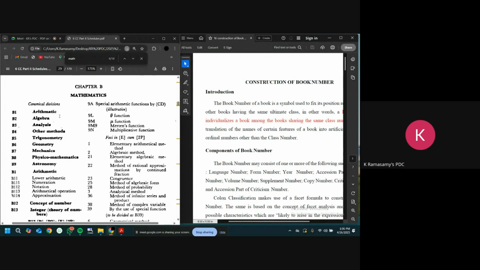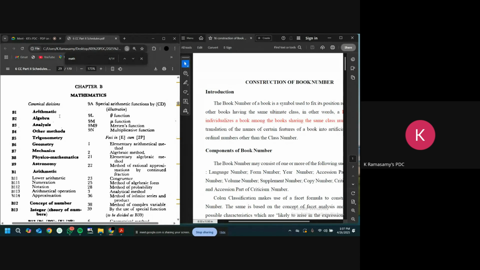Otherwise, you can use year of publication. Based on the year of publication, you can arrange the books. If there are 40 books on algebra, maybe 10 books in 1 year, then 10 books, then 10 books. You can arrange all the books year-wise, starting from the earliest edition to the latest edition, or latest to earliest based on your discretion. This is a normal practice. We say this number is called a book number.